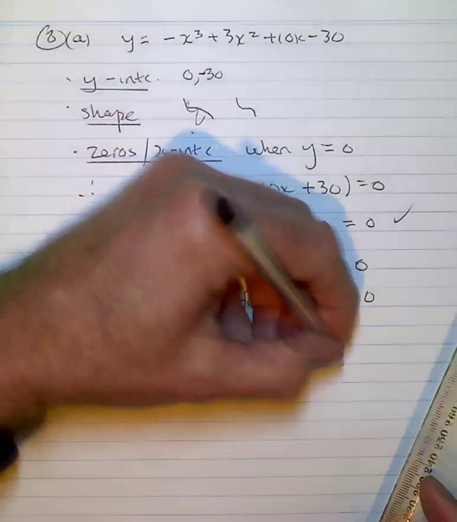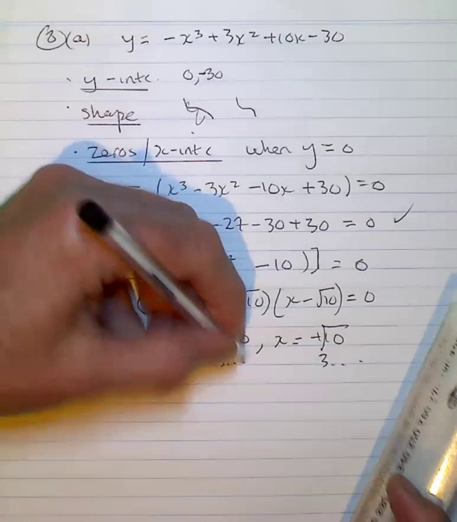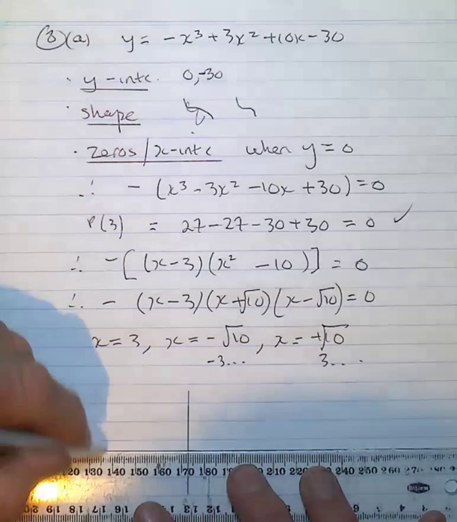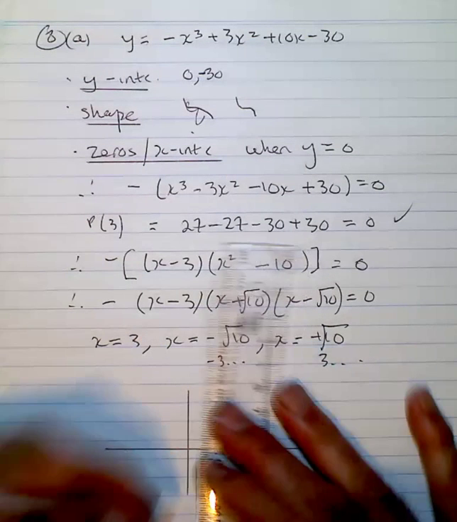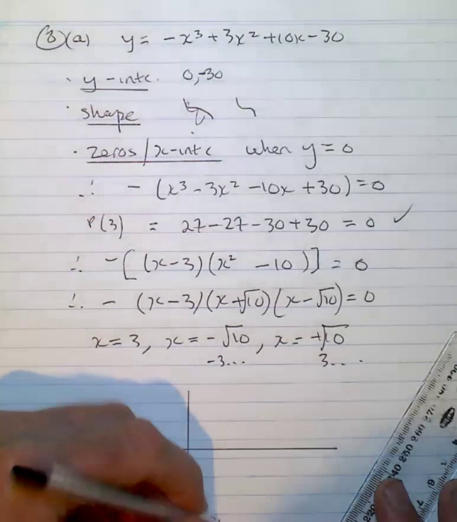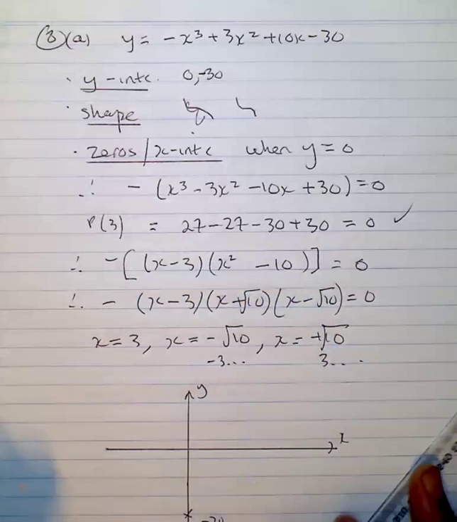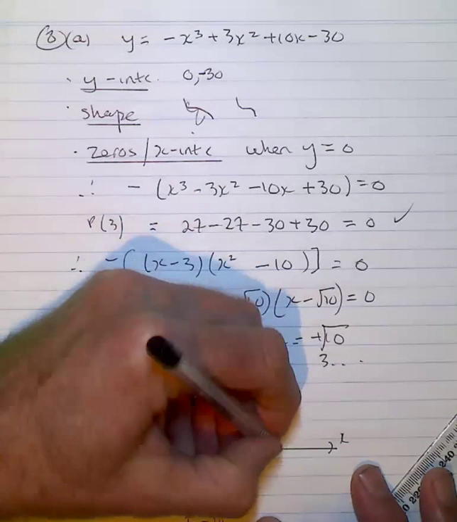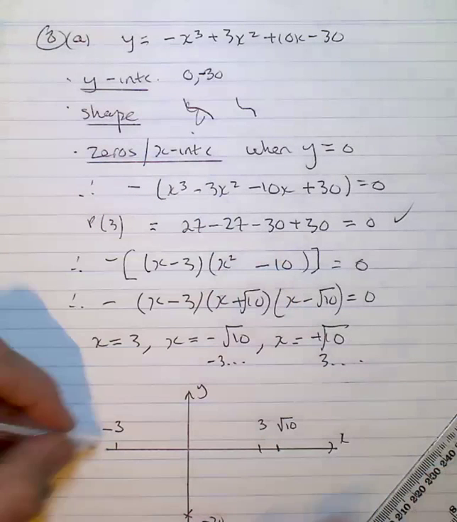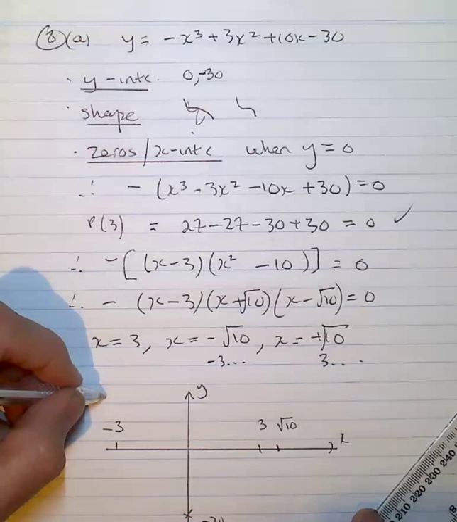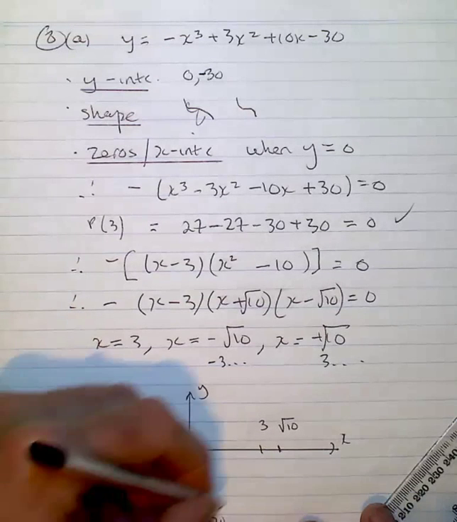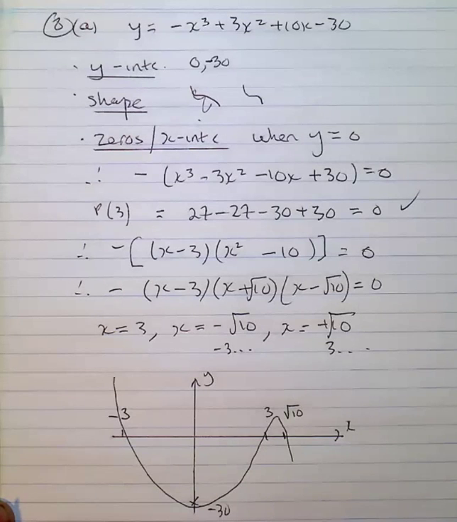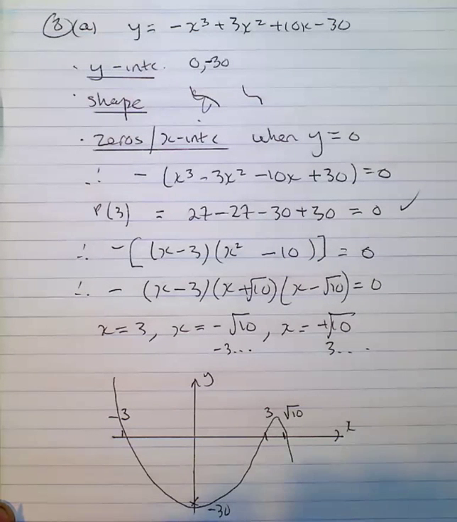Now, root 10 is 3 point something, negative root 10 is negative 3 point something. So I'll work on the basis of scaling up with some 3s. Negative 30. So I'll have a graph looking a little like so. A nice little one to practice working with. You might like to check it on your graphics calculator.